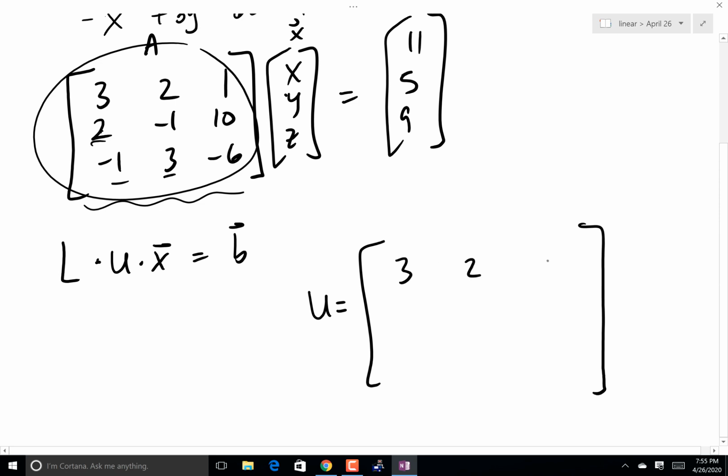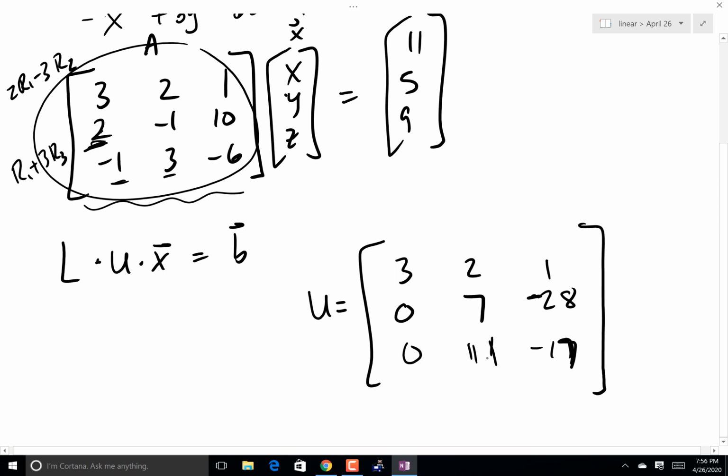So 3, 2, 1. And then to get a 3 there, you can do it a couple of ways. I'm going to take 2R1 minus 3R2. That's going to give me 0. 4 plus 3 is 7. 2 minus 30 is negative 28. And then to get a 0 here, I'm just going to take R1 plus 3R3. 0. It's going to give me 2 plus 9 is 11. And that's going to give me 1 minus 18 is negative 17.